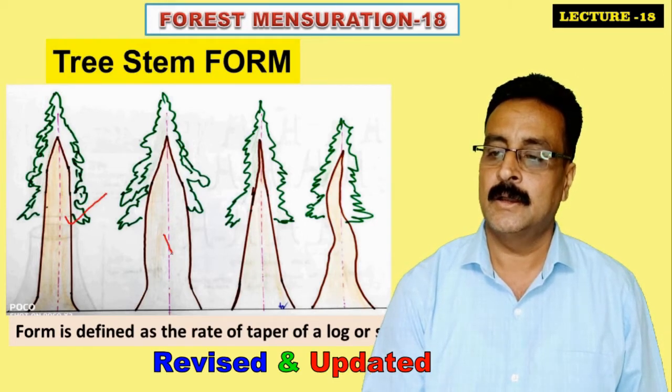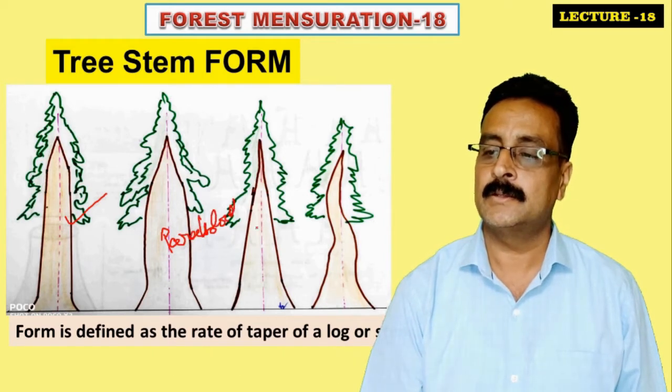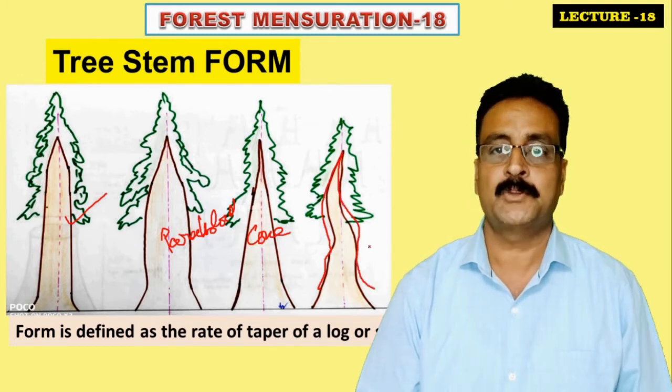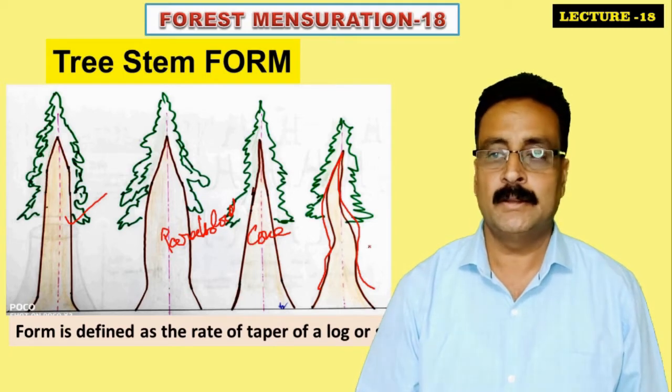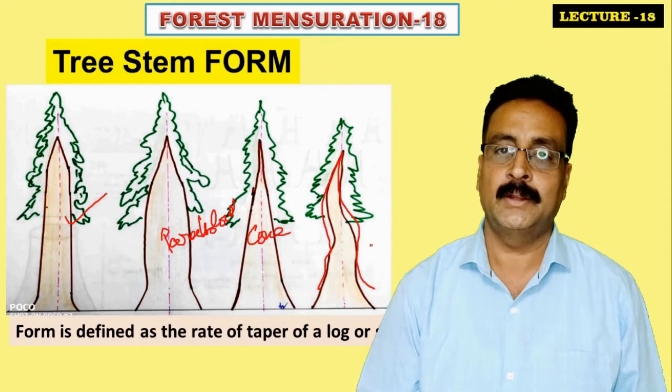Here you can see it is a paraboloid. Here it is like a cone. And here it is irregular, you can see. There are different forms of a tree, different shapes of a tree. So here we'll learn about the tree stem form because this will help us to calculate the volume.